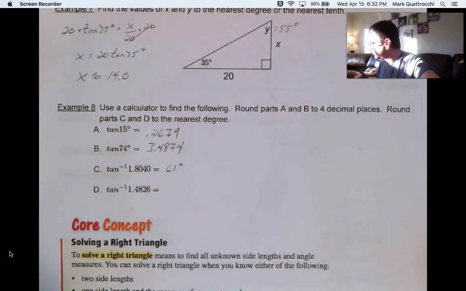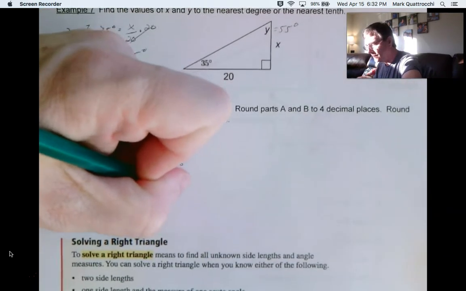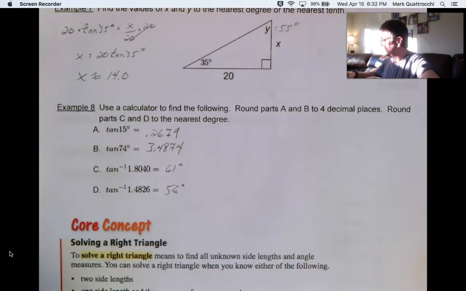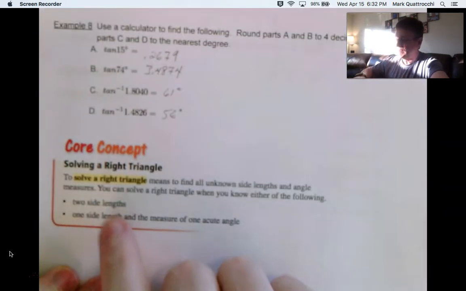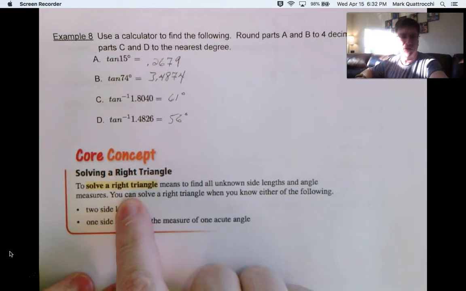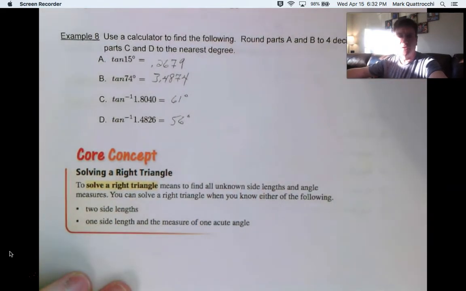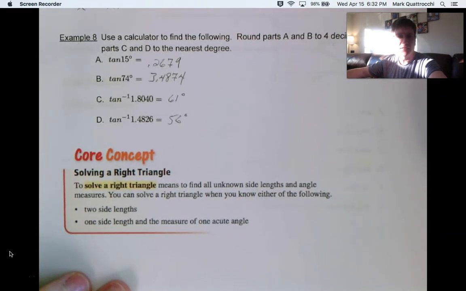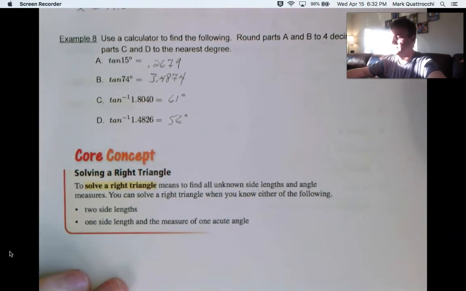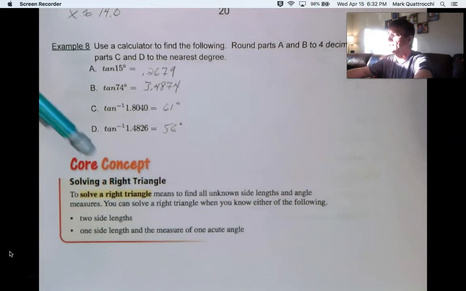Inverse tangent of 1.4826 is 56 degrees. Okay. Now, notes: whenever you see the directions that say solve a right triangle, that means find whatever sides are missing, whatever values of the sides are missing, whatever angle measures are missing. So find anything that's missing.